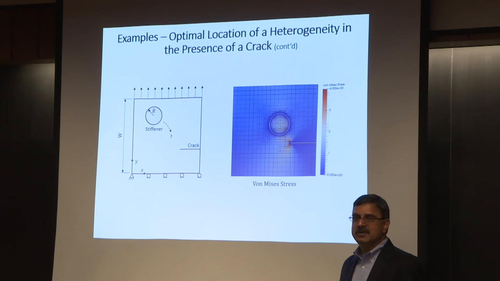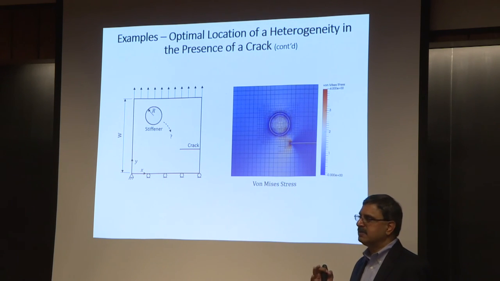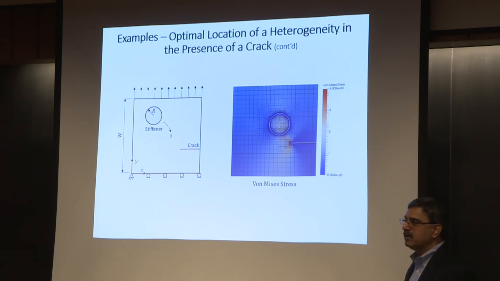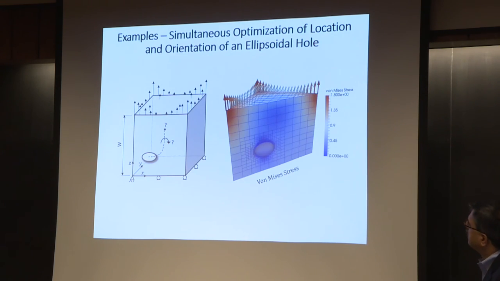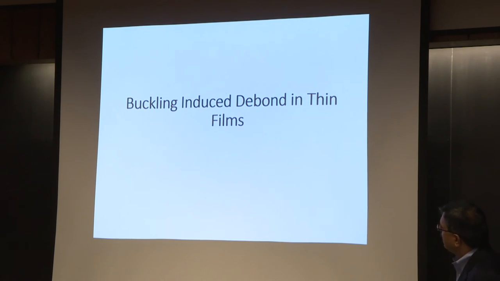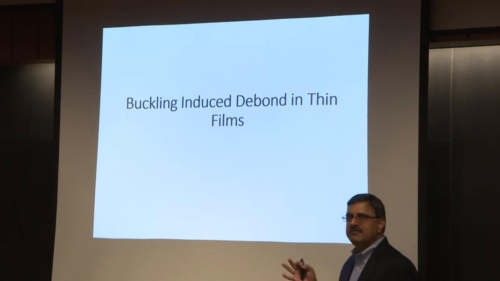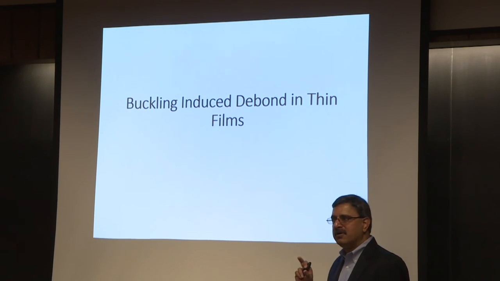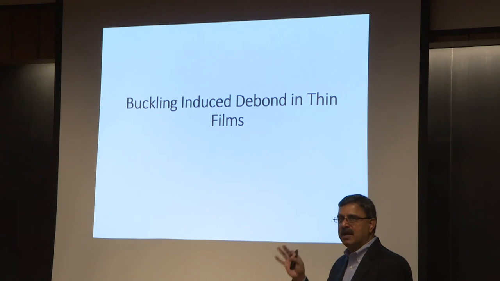Now, we can also do the reverse. We can keep the inclusion fixed and move the crack and ask the question, where is the crack likely to cause the most damage or least damage? We could answer that question as well with the sensitivity that we have here. And this is the more complicated implementation, three-dimensional. Okay, I have a few more non-geometry oriented, mechanics oriented problems.